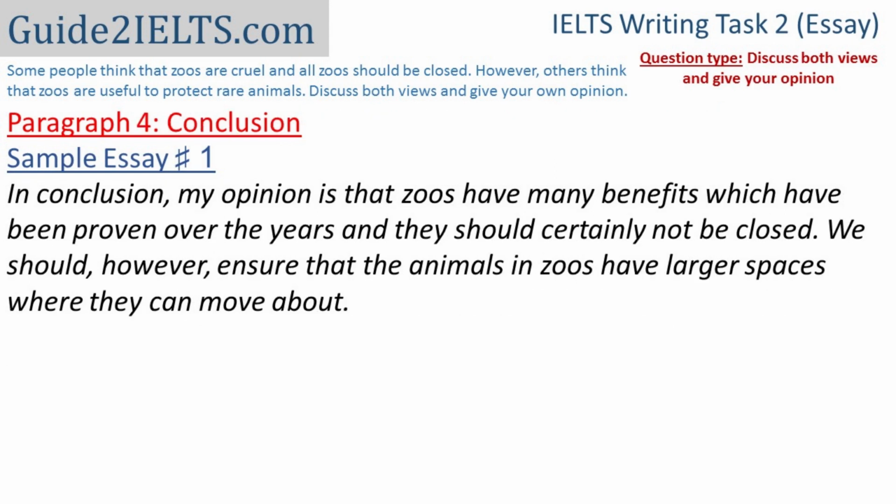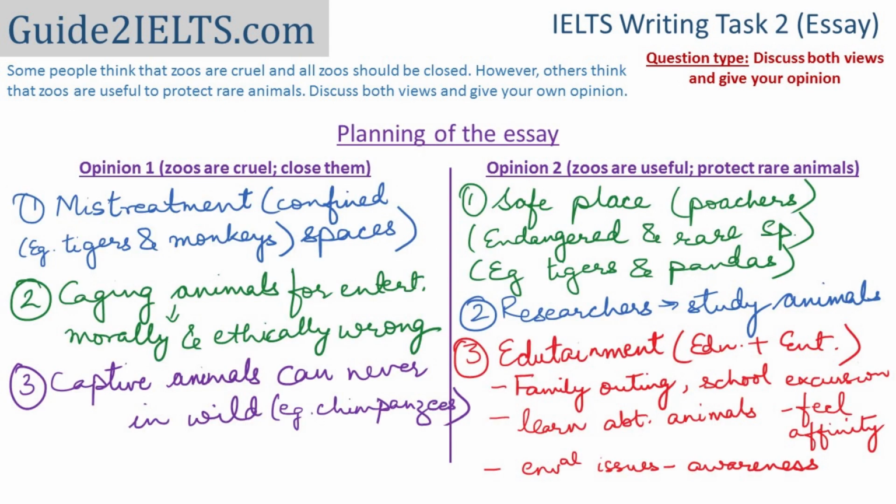And we can conclude this essay with, in conclusion, my opinion is that zoos have many benefits which have been proven over the years and they should certainly not be closed. We should, however, ensure that the animals in zoos have larger spaces where they can move about. Let's now write the third paragraph in another way, where we write strongly against zoos.